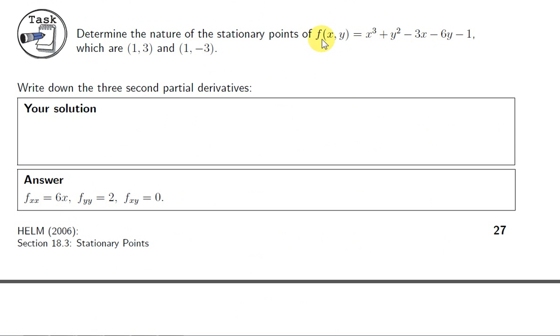Now, let's look at f sub y. Differentiate this with respect to y will give you 2y minus 6. Differentiate that with respect to y again, 2y minus 6 becomes 2.